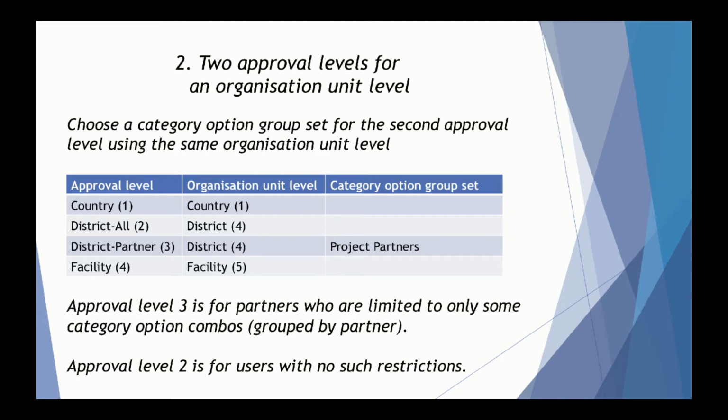And the way you do this, which doesn't make complete sense yet, but will make better sense in the next couple of slides, is by assigning a category option group set. So you define 2 different approval levels for the same organization unit level, in this case, the district level of the org unit hierarchy. You define 2 different approval levels, you can call them district all and district partner. To the lower level 1, you assign a category option group set.